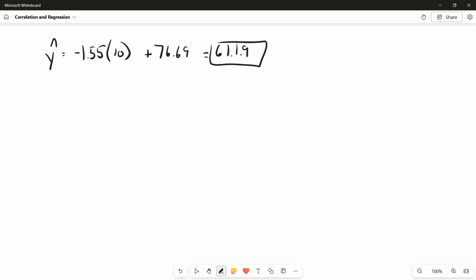predict Y for someone with 10 years of driving experience. So for 10 years of driving experience, I take negative 1.55, plug in 10 as my X, and when I solve that, I get 61.19. This is the value on the line when X is 10. That's the predicted cost of the insurance when you have 10 years of driving experience. So all you do is plug in X for this and solve it, and you're done with the regression.